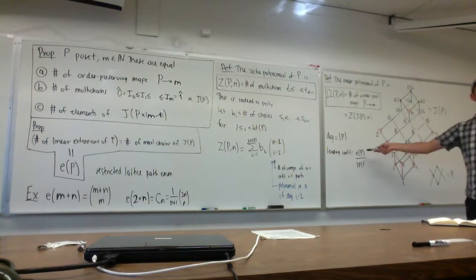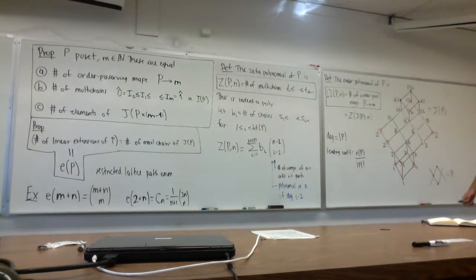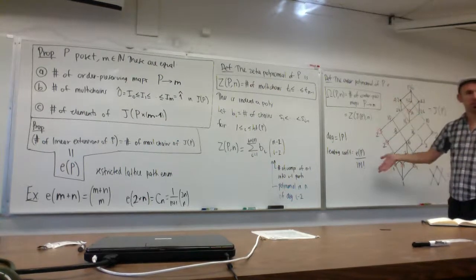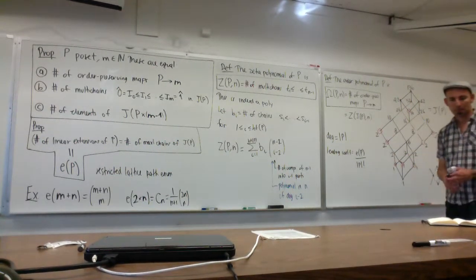So you can do it more carefully than I'm doing right now, and you'll see that this is the leading coefficient. And so you see that this order polynomial is a polynomial that if you happen to know it, then you also know how to enumerate linear extensions. But it's a lot more information.